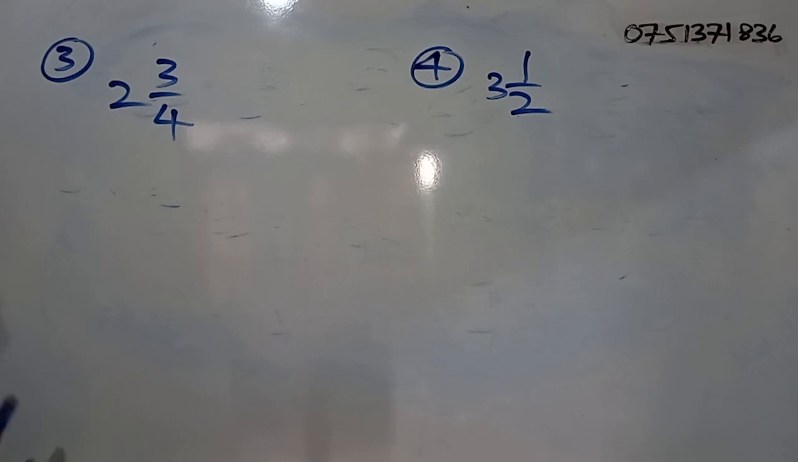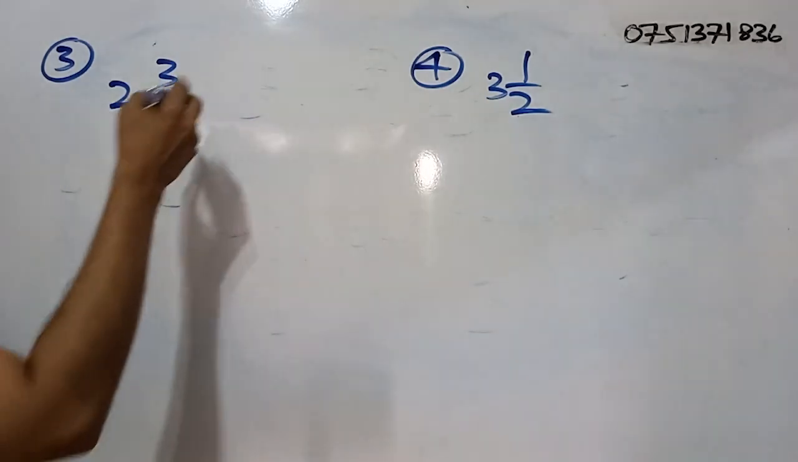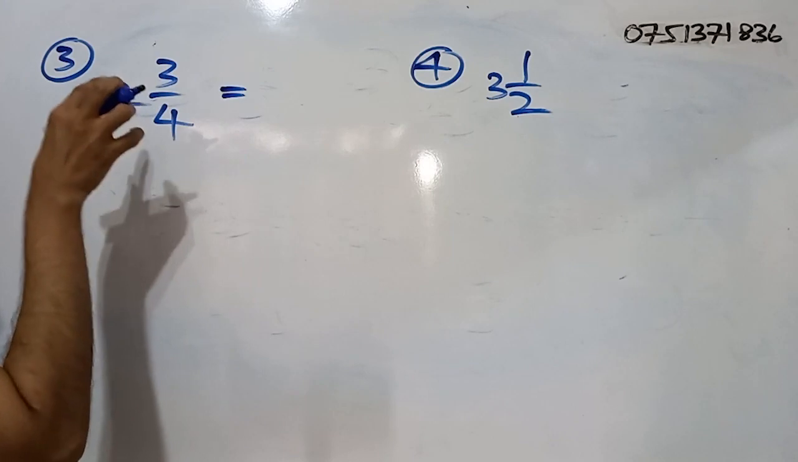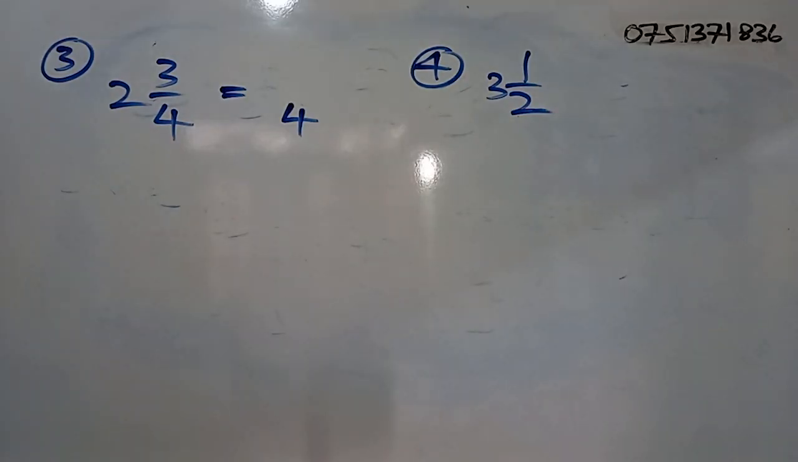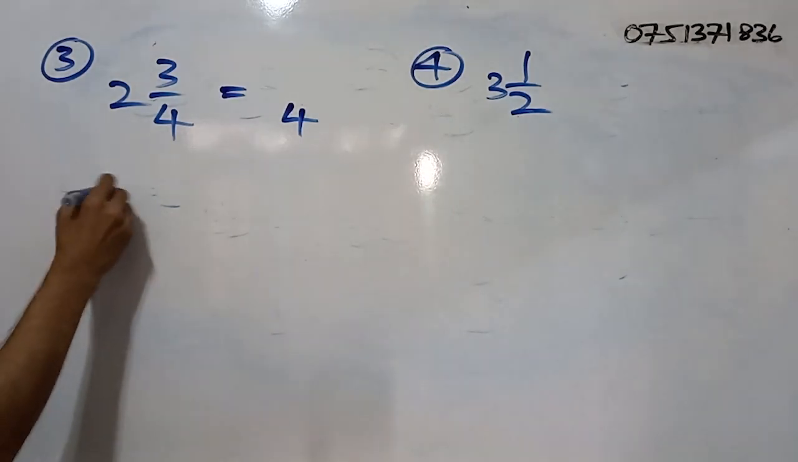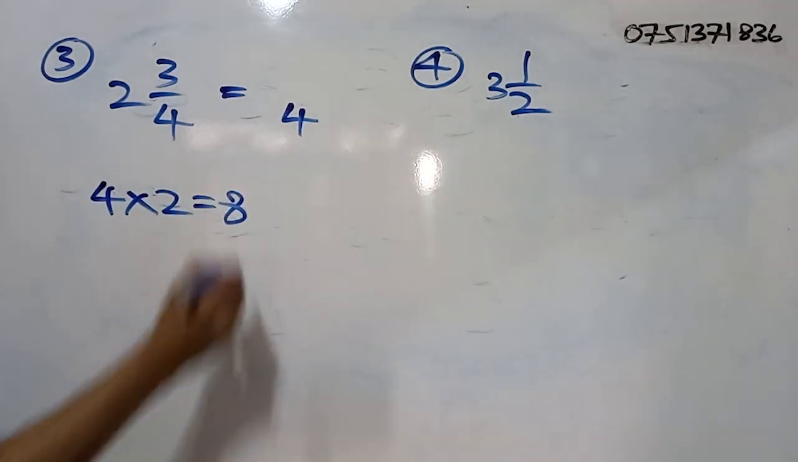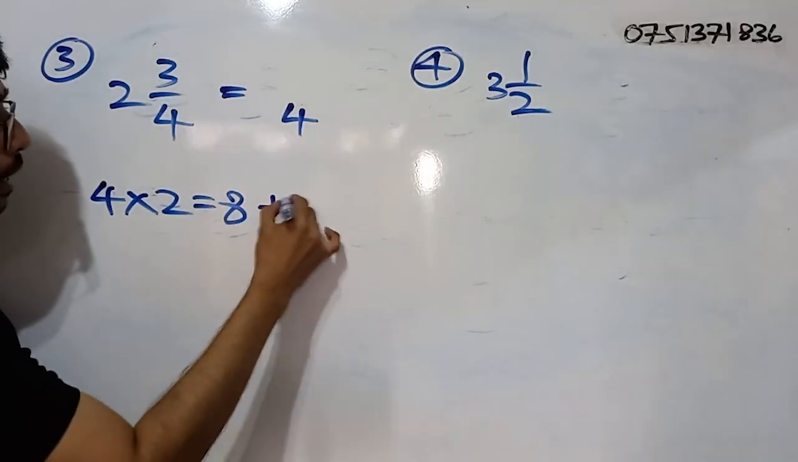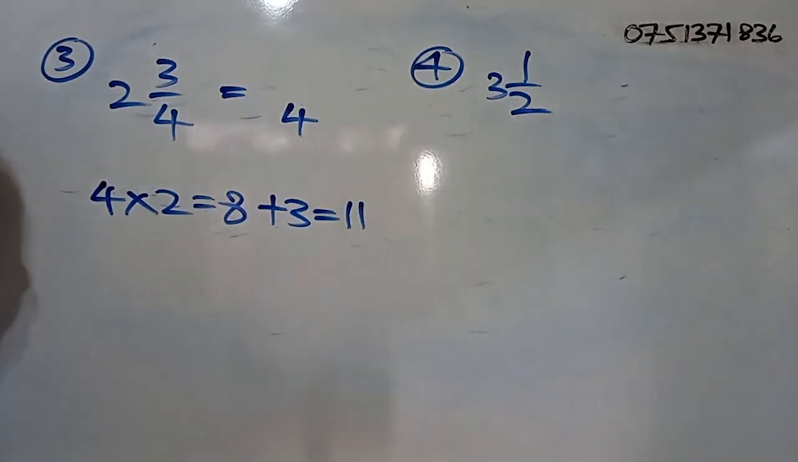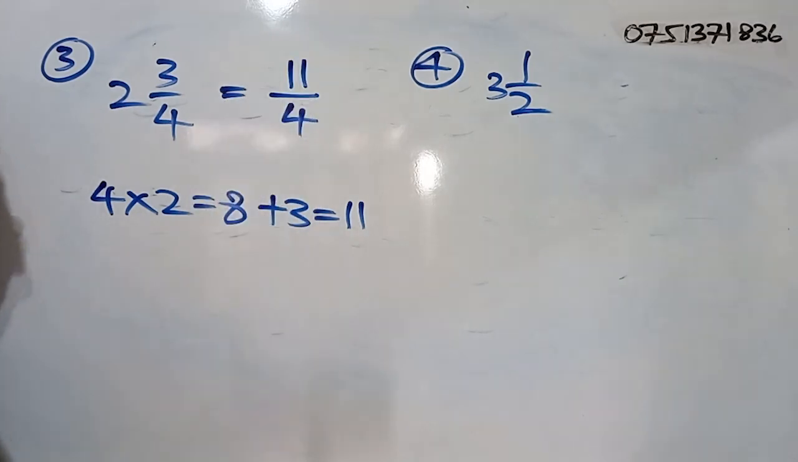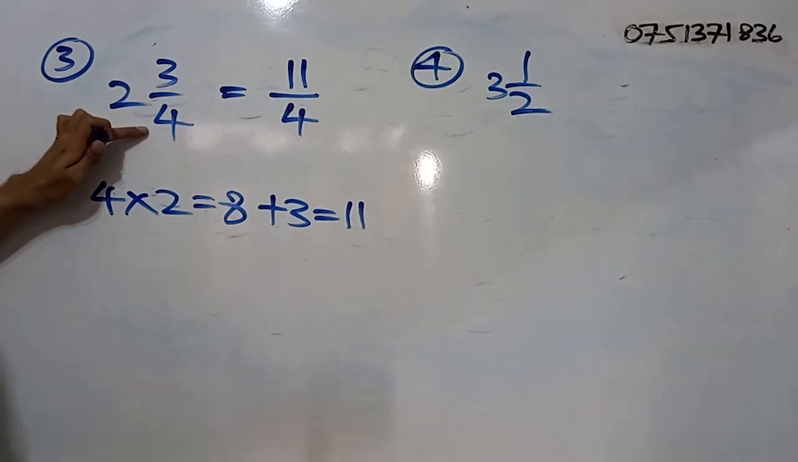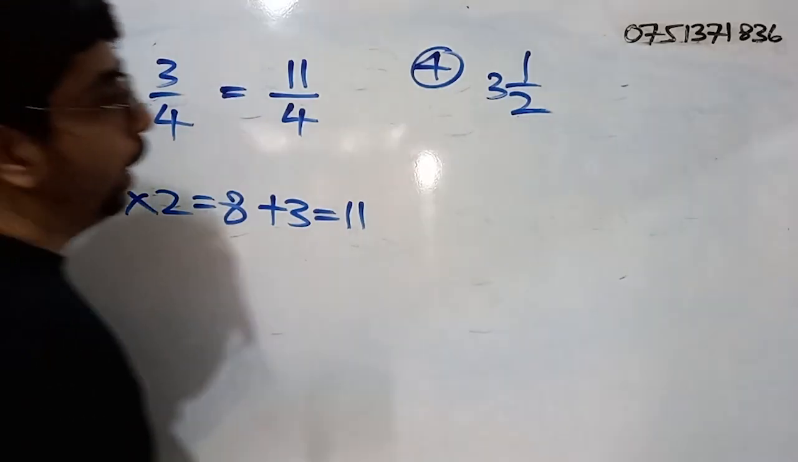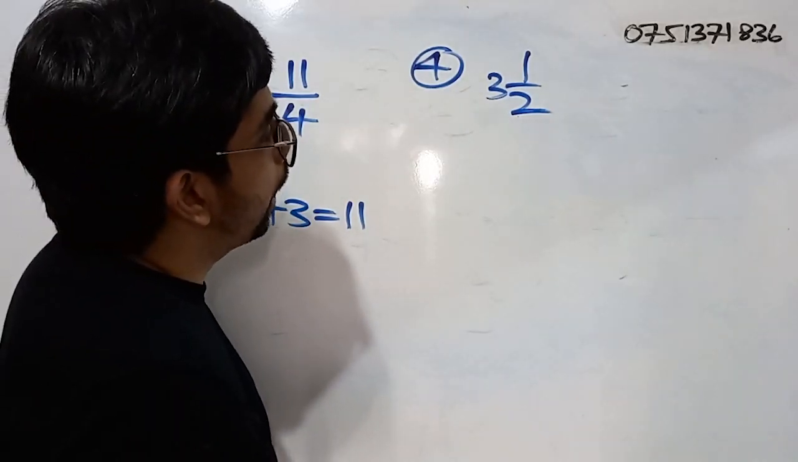Okay, question number 3. So there we have what? 2 and 3 by 4. So when we convert this into improper fraction, the denominator will be 4. How do we get the numerator? 4 into 2 we know that is 8. To that we add a 3. So this becomes what? 11. That means the numerator will be what? 11. So that means when we convert 2 and 3 by 4 into improper fraction, what do we get? 11 by 4.